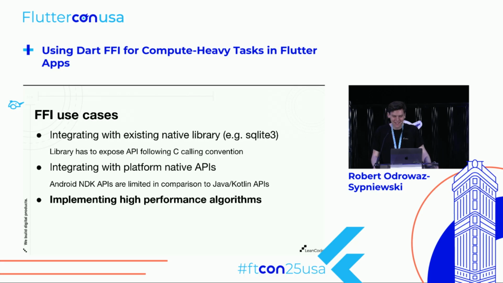Okay, so the second use case is integrating with the platform APIs, so calling the Android NDK or iOS APIs. For iOS it does work pretty well because everything is available from Objective-C, which we can expose in a C calling convention and call via FFI. However, for Android, the Android NDK API is fairly limited in some cases. And the third use case that we'll be focusing on is implementing high performance algorithms.